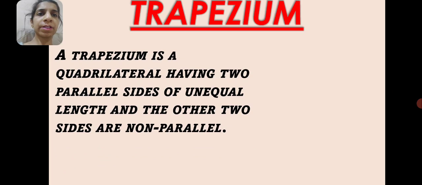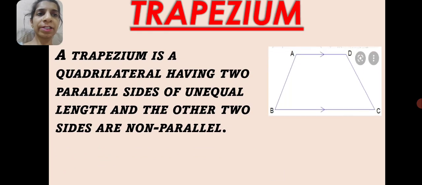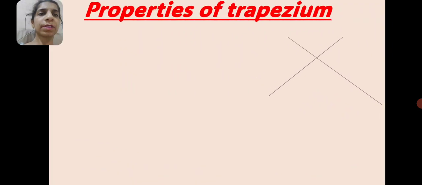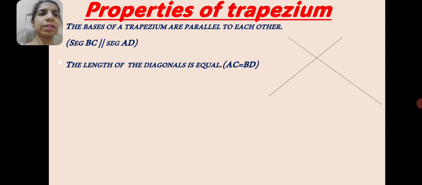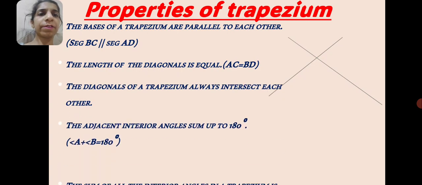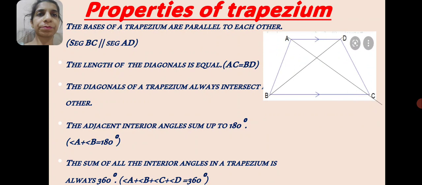Trapezium. A trapezium is a quadrilateral having two parallel sides of unequal length and the other two sides are non-parallel. Let's see the properties of trapezium one by one. The bases of trapezium are parallel to each other. Segment BC is parallel to segment AD.